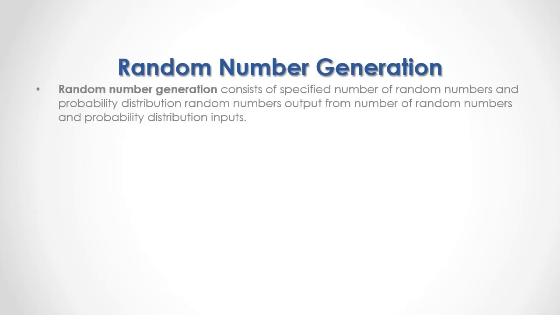Random number generation consists of a specified number of random numbers and probability distribution inputs, and outputs random numbers. As a formula, here we have the example of the normal probability density function, equal to 1 divided by the square root of 2 times pi multiplied by sigma squared.